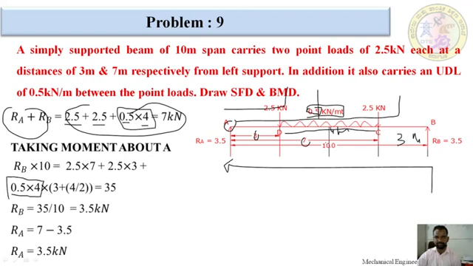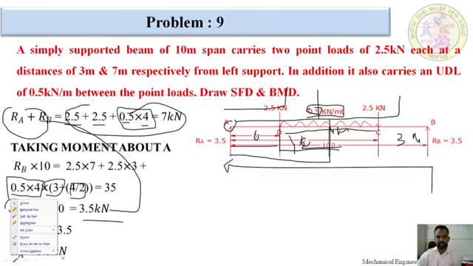After that, from here to here it is having 4, divided by 2, because we have to assume that the point load is acting at the center of the UDL. For that reason I am going to take 4 divided by 2 plus this distance 3 meter. This is 3 meter. By calculation we got RB value as 3.5 kilonewton. After we got the RB value, we put it in this equation, and we will get the RA value. RA value is the same, 3.5 kilonewton. This completes the calculation of reactions. Next slide we are going to start with the shear force calculation.